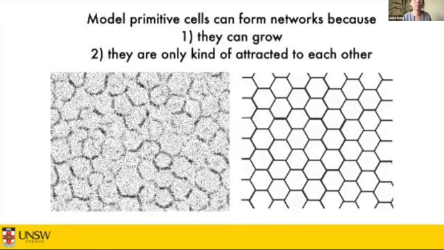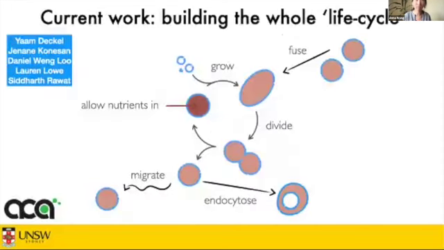The take-home message is that we can get these model primitive cell membranes to form networks. The main reason is because they can actually grow. The second reason is they don't really want to stick to each other. They're only kind of attracted to each other, but if you have lots of them together, then it works. I'd like to take any questions, and thank you all very much. And just a shout out to my students who also do really great work. We're trying to create this whole life cycle out of soap bags, essentially.